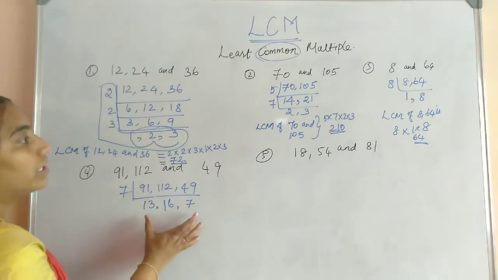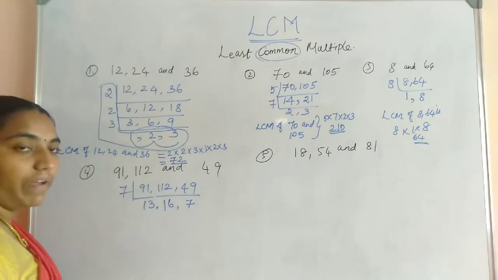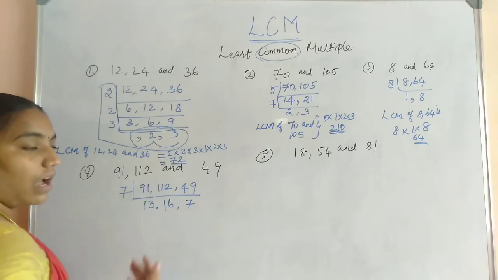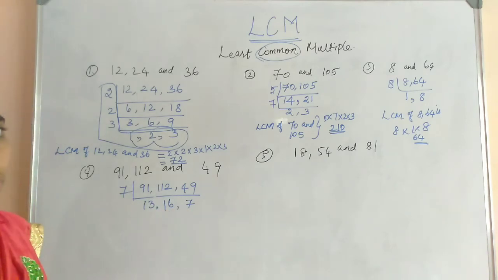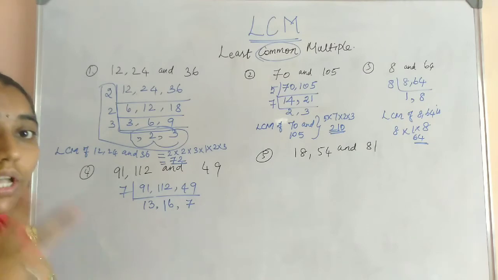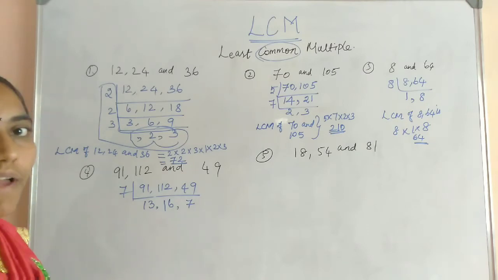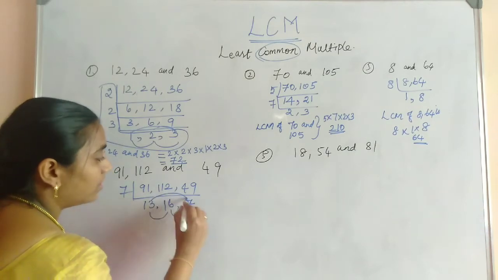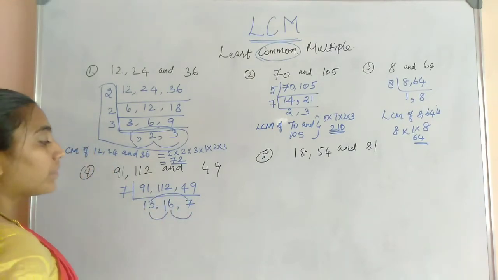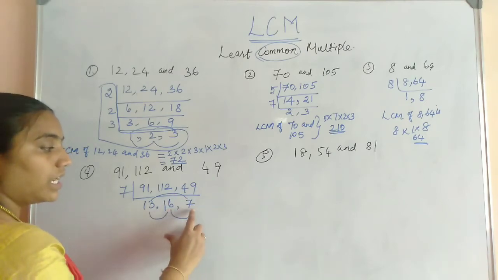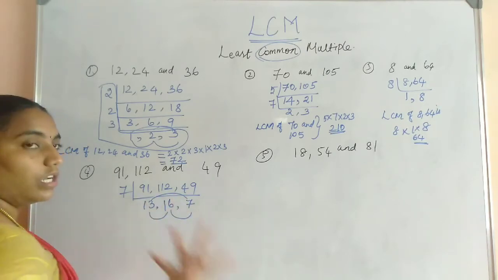Okay, now we have to check whether all three have a common factor. One is 13, one is 16, one is 7. Do all three have a common factor? No. If not all three, what do we do next? We have to check whether any two have a common factor, maybe this two or this two or this two. Do 13 and 16 have a common factor? No. 16 and 7? No. 7 and 13 also? No.